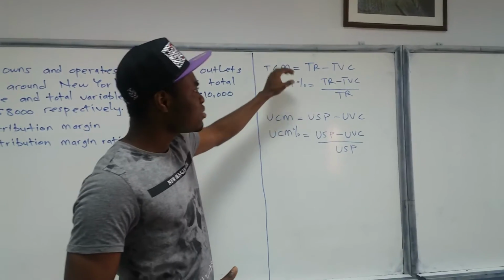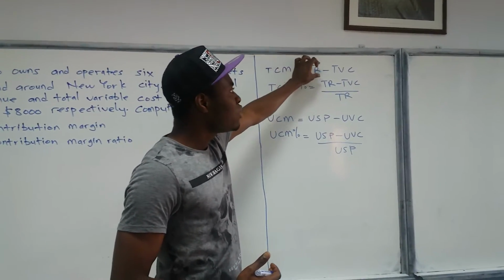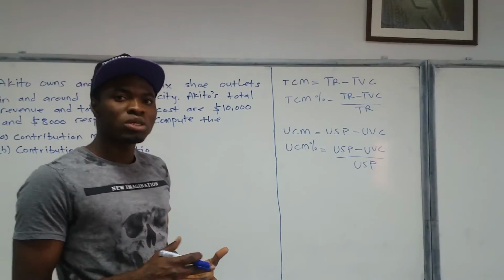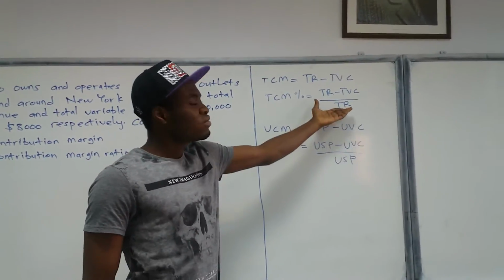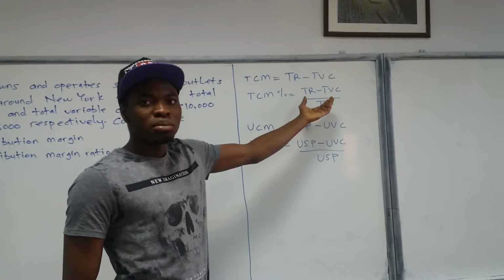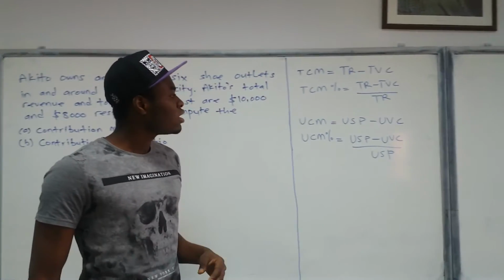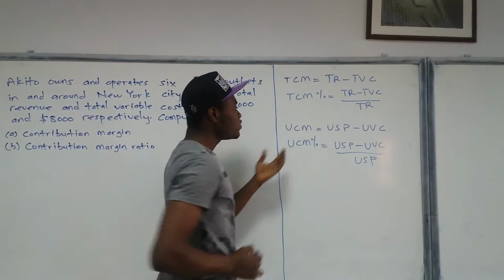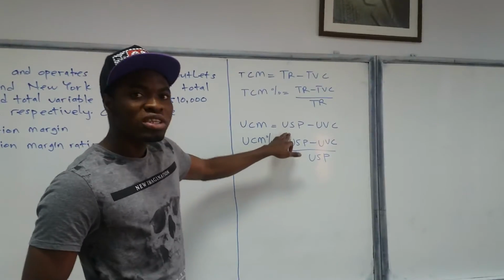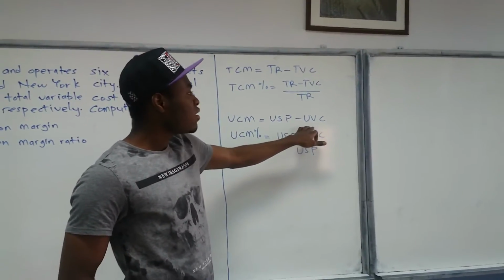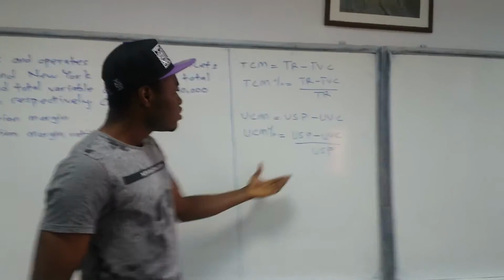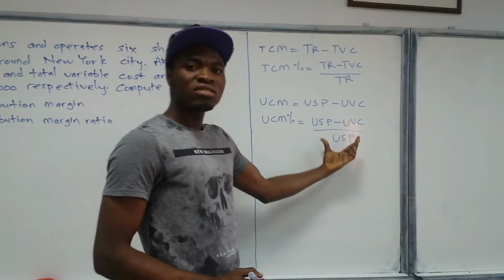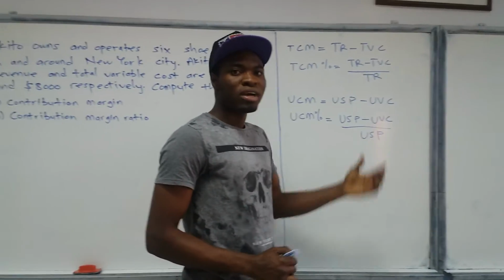Starting with total contribution margin, it is equal to total revenue minus total variable cost. In order to find the ratio of total contribution margin, you just divide total contribution margin by total revenue. For unit contribution margin, which is equal to unit selling price minus unit variable cost, the same thing applies to the unit contribution margin ratio. You just divide it by unit selling price.